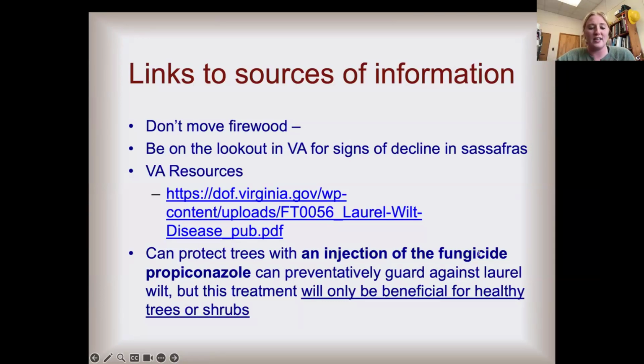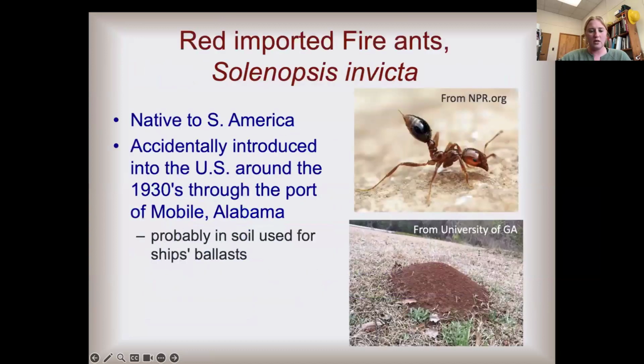And I guess they said they can protect trees with an injection of a fungicide, but it's only beneficial for healthy trees or shrubs, so not the declining ones. So I know I'm kind of running out of time here. I think we have like 5 minutes left.